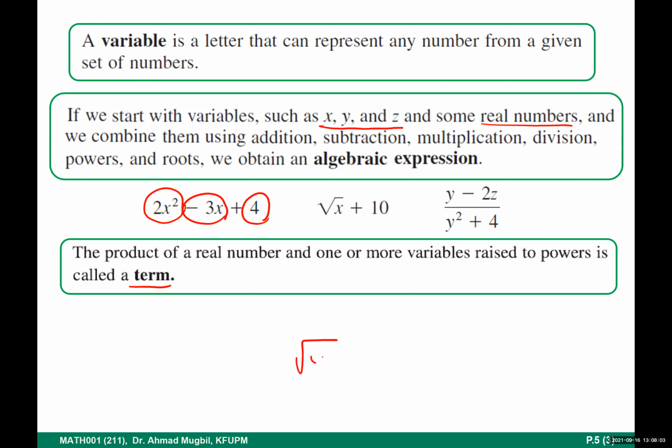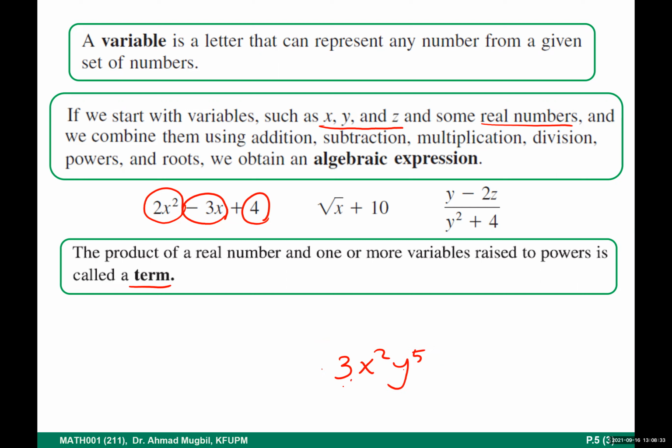Similarly, when you have the square root of y, this is a term. If you add these 2 terms, you have a real number and a variable raised to a power. Here you have 3 multiplied by y to the power 0. There is a variable here, but we didn't write y to the power 0. It is 1. So what do we mean by a term? A real number multiplied by a variable or more. And this is also one term. If you have 3x squared y to the power 5, this is also one term.